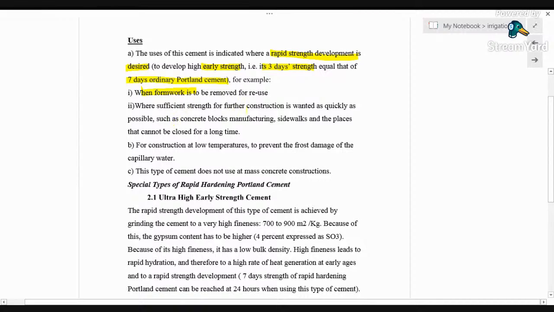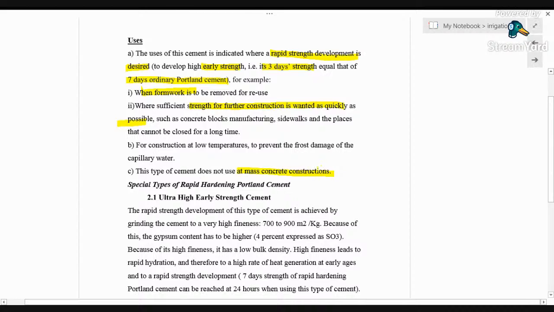Also where sufficient strength for further construction is wanted as quickly as possible, you can use it there as well. It is also used for construction at low temperature to prevent frost damage. This type of cement is not used in mass concrete.